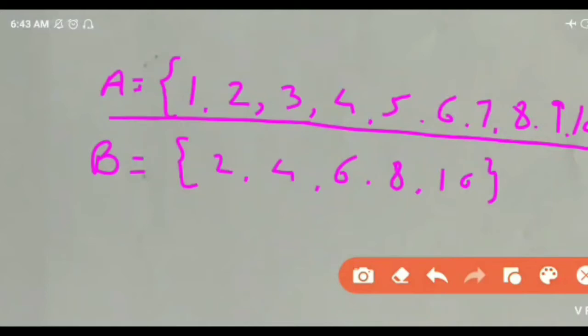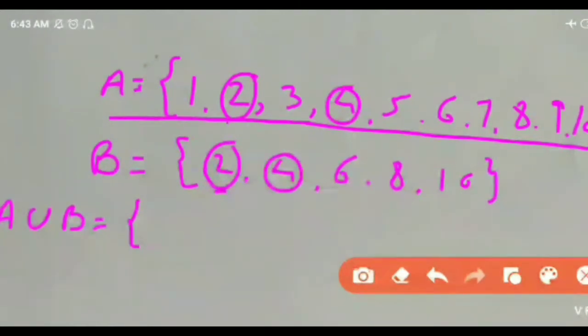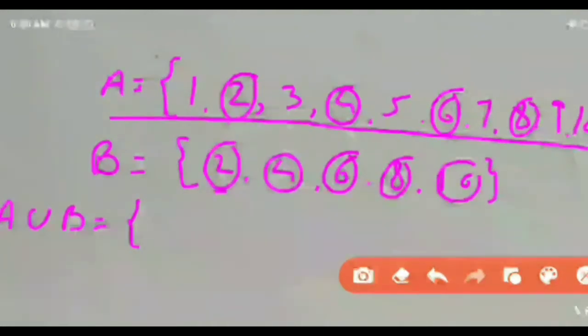If you see the union set, A union B, I think you have learned this, A union B means all the elements which are present in A and B. But here, 2 is repeated in both the sets. After that 4 is also repeated in both sets, 6 is also repeated, then 8 and lastly 10. So what are you thinking, that in A union B we have to write these repeated numbers two times? No, it's not like that. We have to write each at once only.